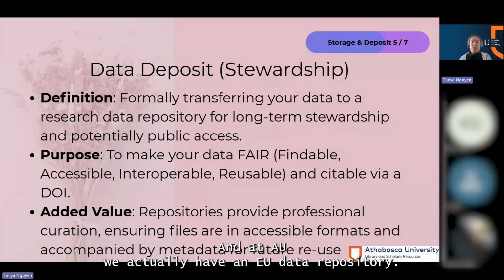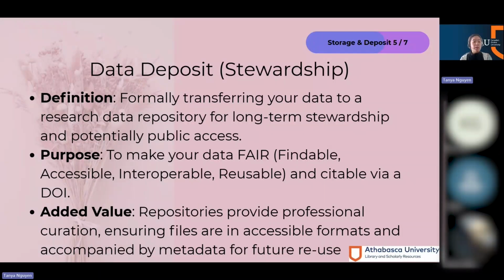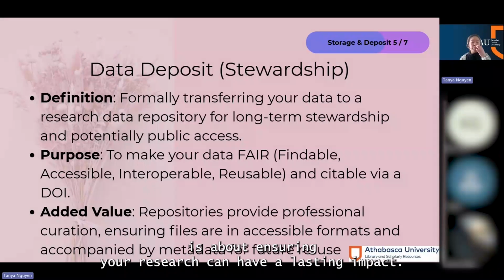And at AU, we actually have an AU data repository, and we do use a curation service where we review your data and documentation once you submit your data. And on February 25th, I will walk you through that repository. So remember, data stewardship is about ensuring your research can have a lasting impact.